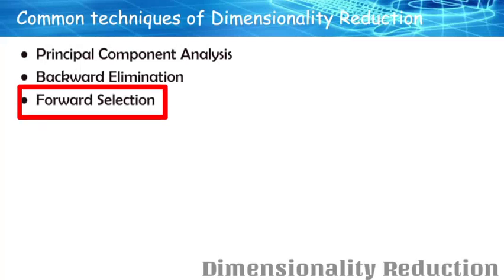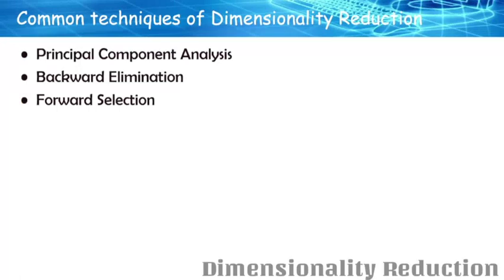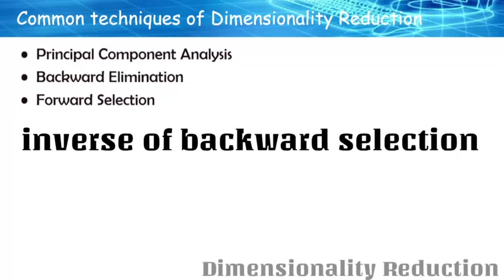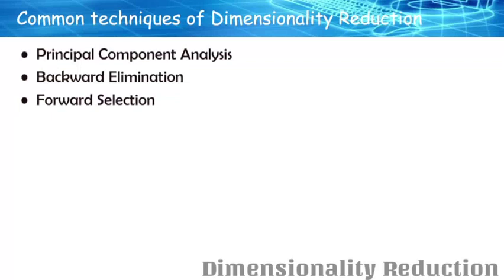So forward selection, forward feature selection, is just the inverse of the backward selection process. Even the name is self-explanatory. In this technique, we don't eliminate the features. Instead, we find the best feature that produces the highest model performance. So the steps are: we start off with a single feature, and we feed the single feature.